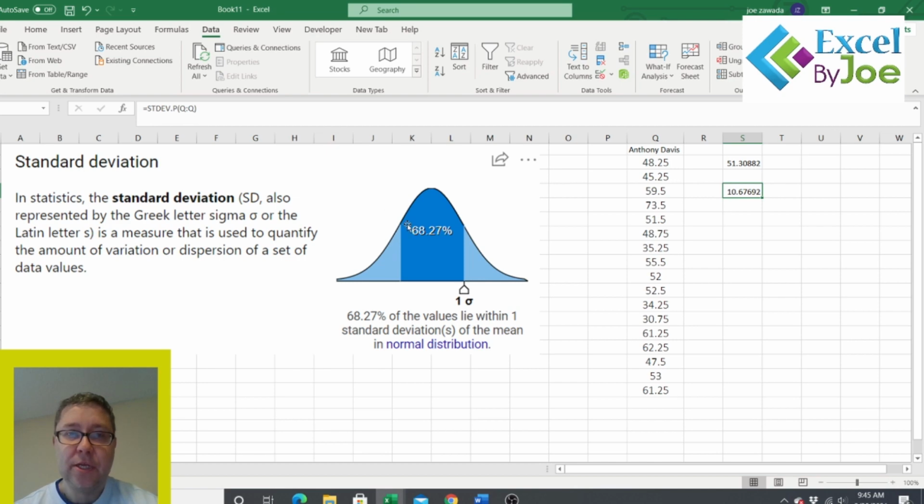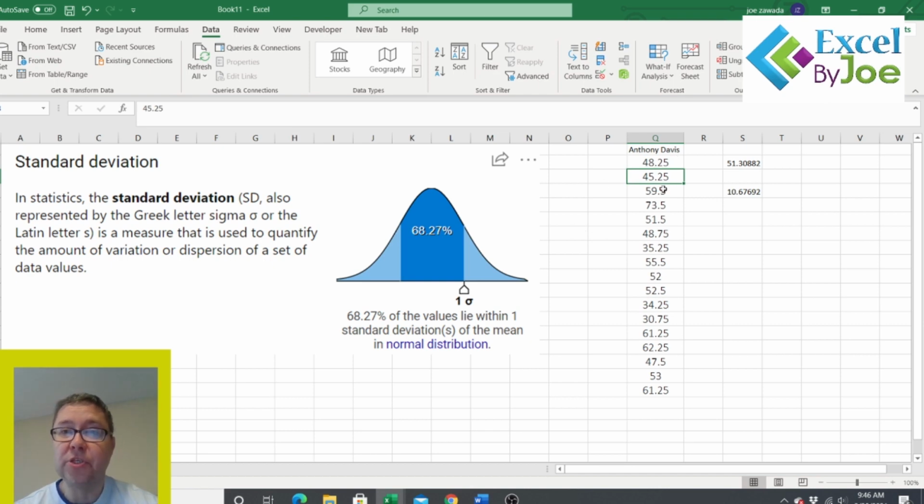So pretty much, if this was Anthony Davis's chart, right here would be 51. The endpoint would be plus 10, so this would be 61, and the beginning point would be minus 10, so it would be 41. So most of his scores should be between 41 and 61. And if you look at them, most of them are. Here's an outlier. There's a couple. Here's one that's just above it. So that's what a standard deviation is, and that's how it'll show.